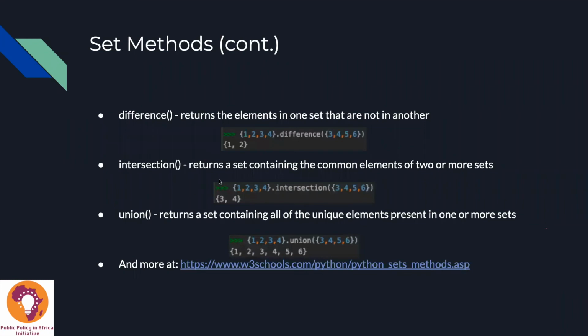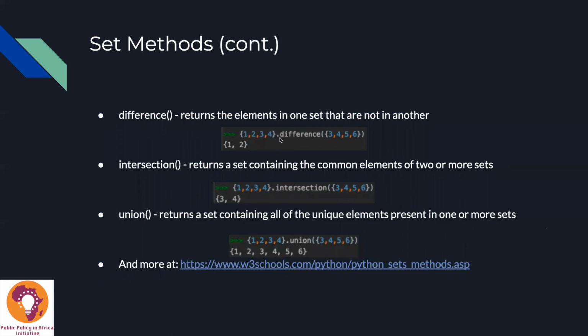All right, more set methods. These come in as basically like part of math. So if you have a math background, this might help understand how these methods work. So there's the difference method. The difference method returns the elements in one set that are not in another. So I have my set 1, 2, 3, 4. And I call the difference method on that set using dot notation.